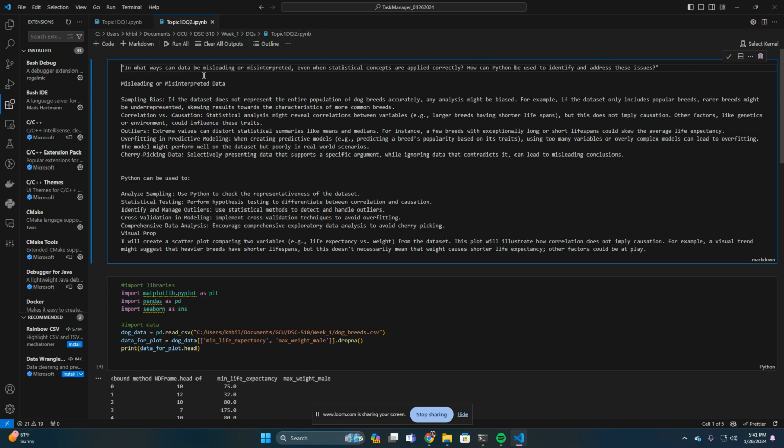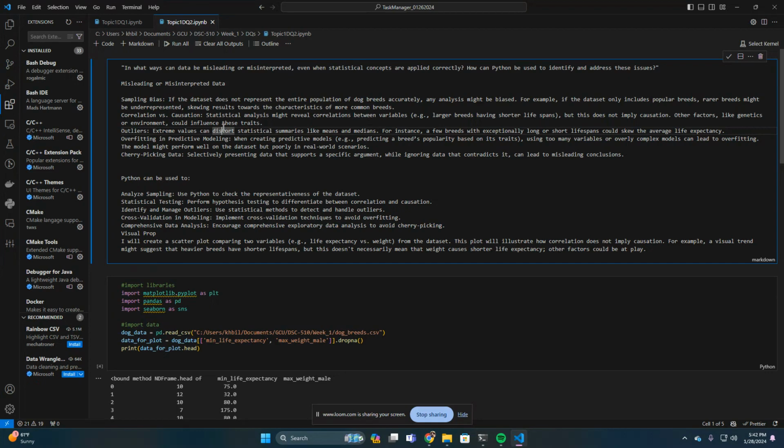Python can be used to analyze sample data, do statistical testing, identify and manage those outliers. Like I said, usually we clean those up, figure out why they're there, and then get rid of the ones that we don't need. Cross-validation and modeling, comprehensive data analysis. And so as a visual prop, I created one that will show correlation versus causation, because I feel like this is the biggest one that people misinterpret. And it's one that a lot of people publish in magazines and newspapers and stuff.